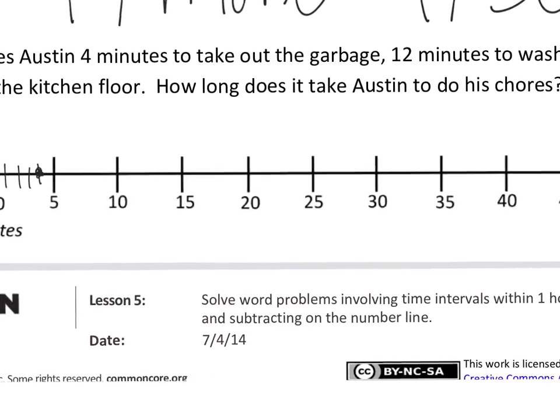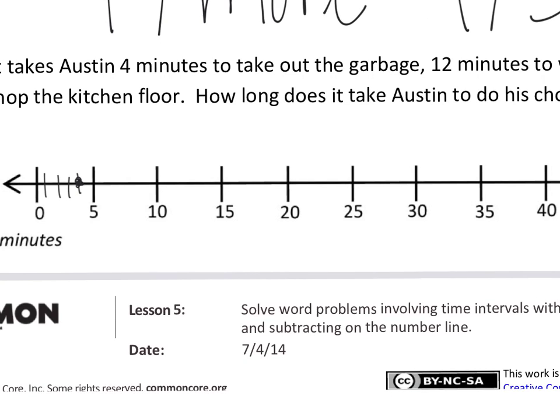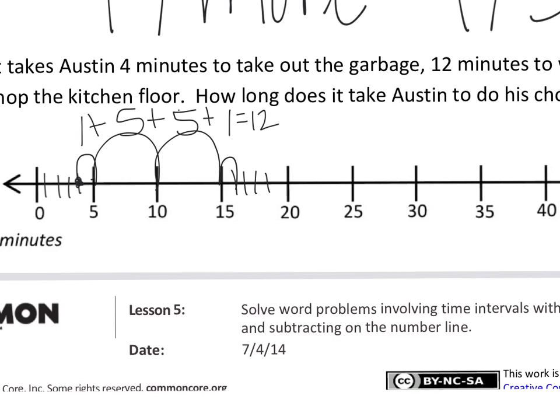Then 12 minutes to wash the dishes. That means I need to make 12 minutes in jumps. This one's going to be a little trickier because I have some minute jumps in here. So 1 jump gets me to a 5. 5 gets me 6 minutes. 5 more, 5 plus 5 is 10 plus 1 is 11. And that means I only need 1 jump to get from 11 to 12. So I need to add as I go to help me equal my number.